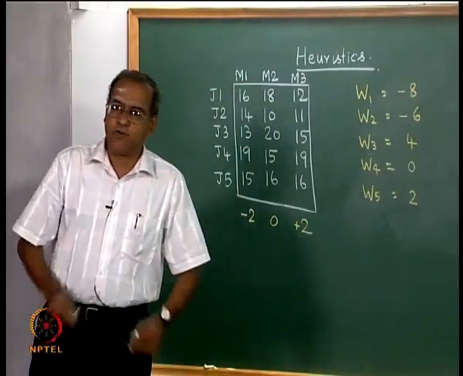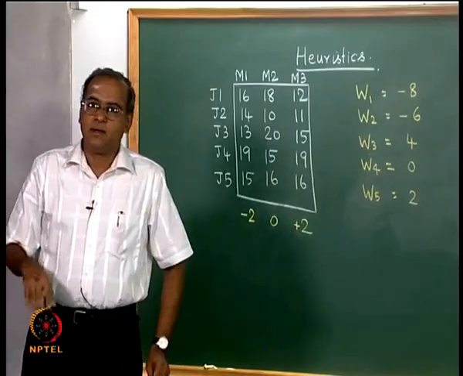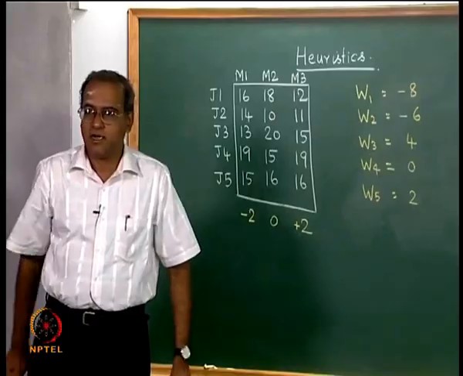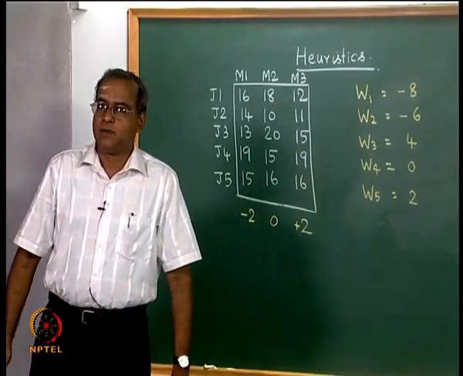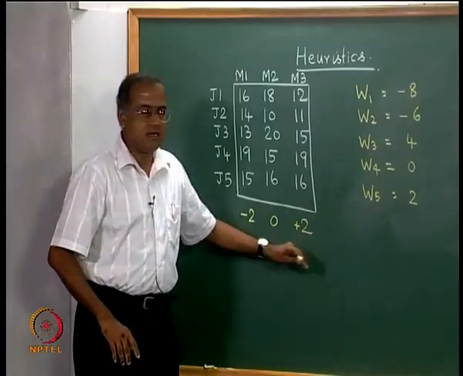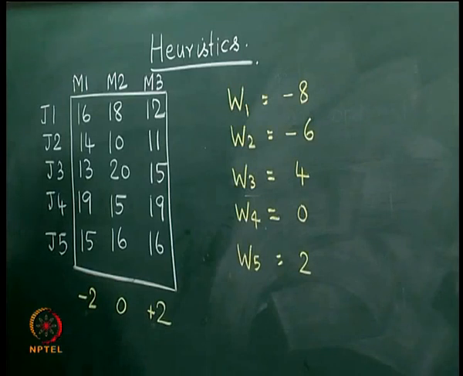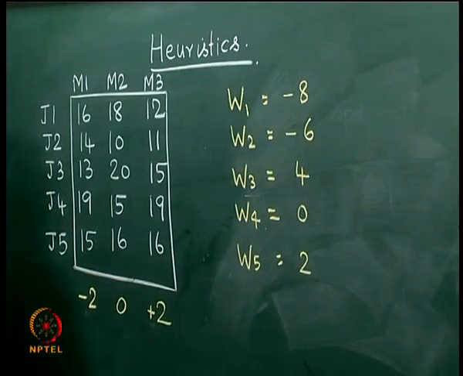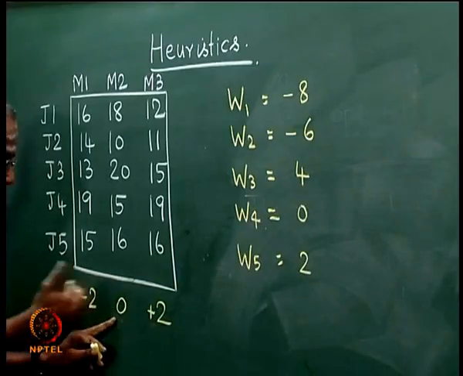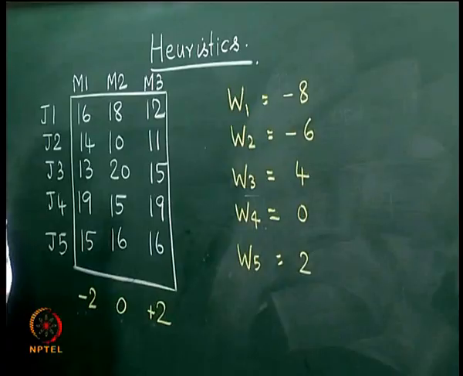So we have now found a weight associated with each job based on the weights that we have arbitrarily assigned to the machines. So it is very clear that if these weights are changed, these numbers will also change. But right now let us assume a standard weight of 0 for the middle, +2 here and -2 here, and then we have computed the weights.